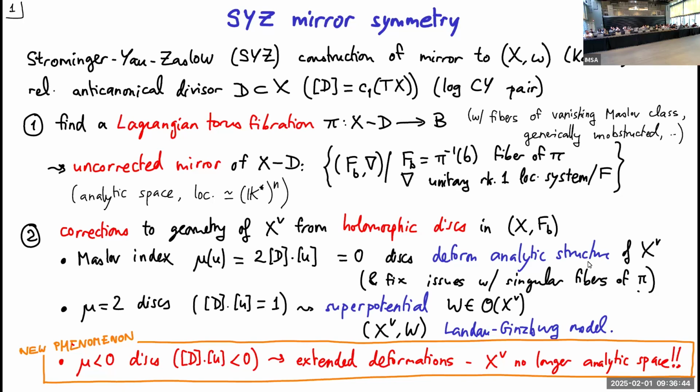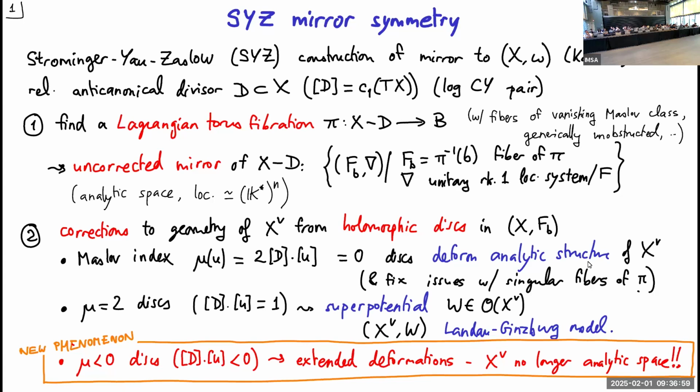I will explain more about how that works in practice. And they also help us fix issues. These deformations also help us fix issues with the presence of singular fibers in our Lagrangian fibration. I will not say too much about it.